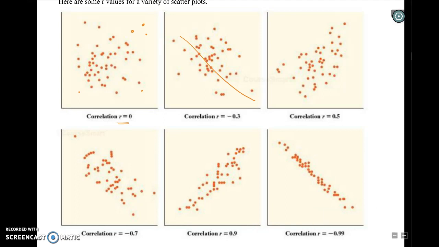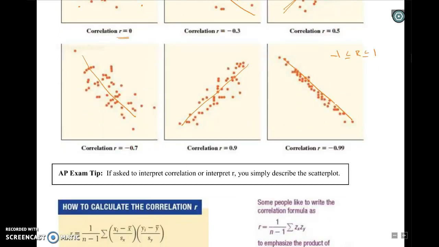Here we have a negative relationship, but it's still really a lot of scatter. So an R value of negative 0.3. Here we have a positive relationship, but a little bit less scatter, positive 0.5. Now we're getting into the moderately strong negative, so negative 0.7, strong positive 0.9, very strong negative 0.99. So it looks like the R value is changing between negative 1 and positive 1. If it's close to 0, it's very weak. If it's close to 1 or negative 1, it's very strong. And if it's a positive relationship, it's a positive R. And if it's a negative relationship, it's a negative R.